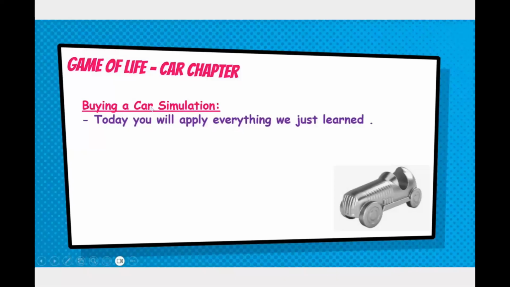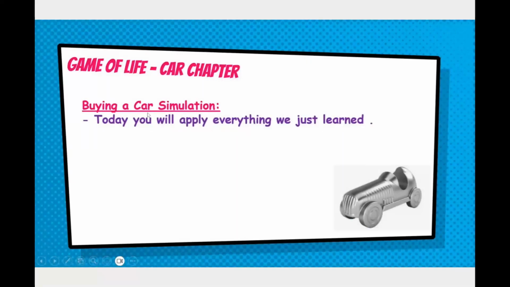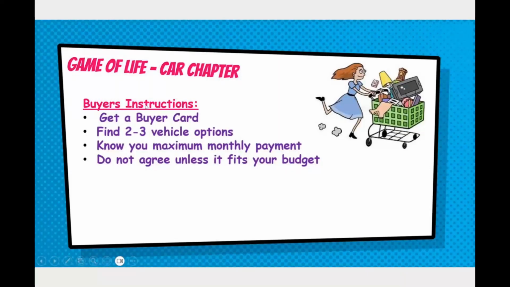So the buying a car simulation. Today, you will apply everything we just learned. You're going to choose your role. One of you is going to be a buyer and the other the salesman. And then you're going to actually complete both roles. I'm probably actually not going to have you choose it. I'm just going to say this side of the room or randomly number y'all off. And you may have to work with somebody that you don't ever talk to.